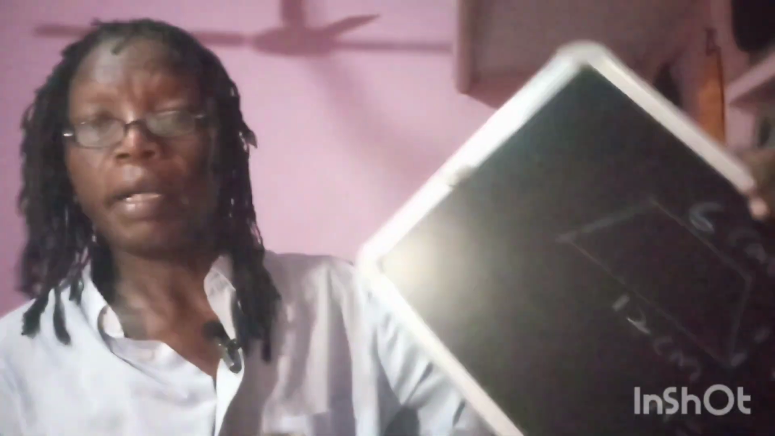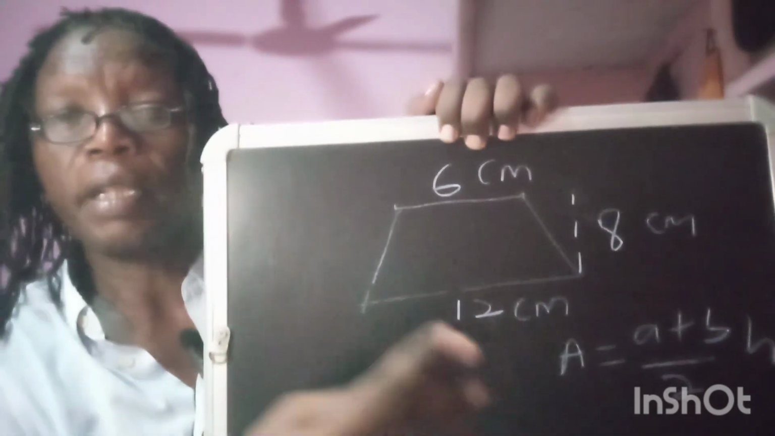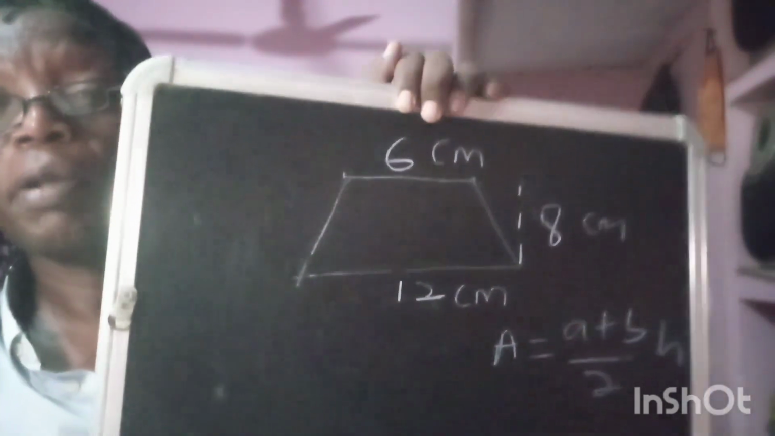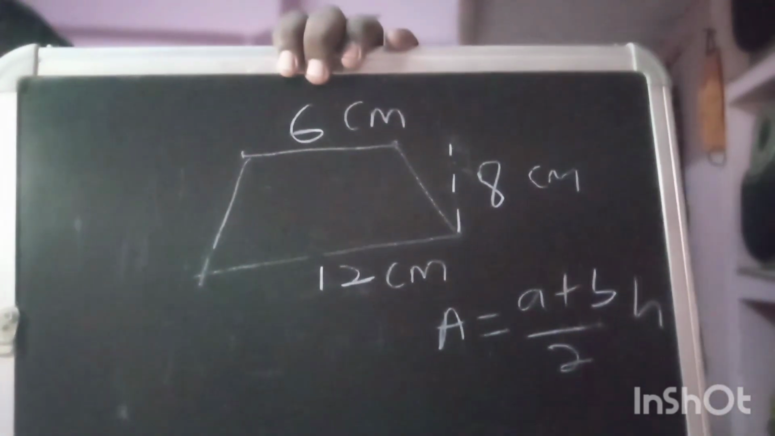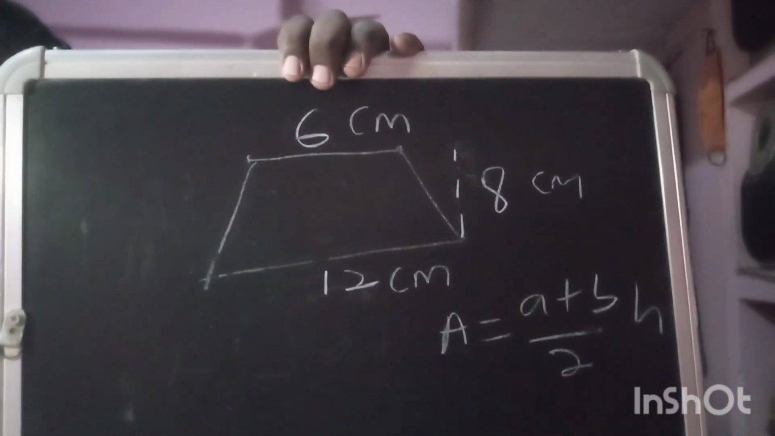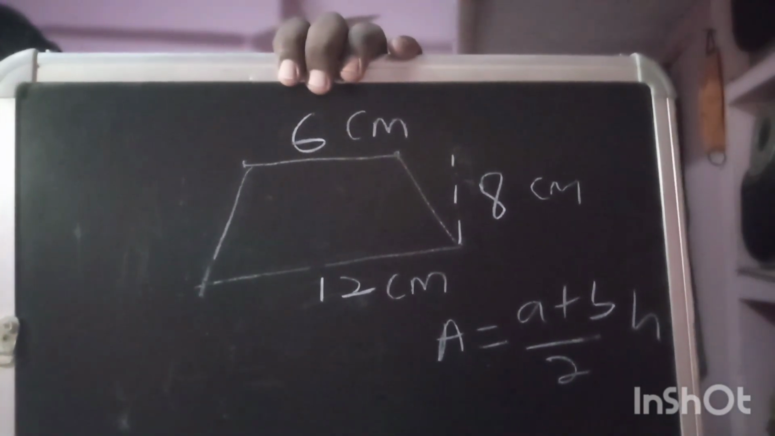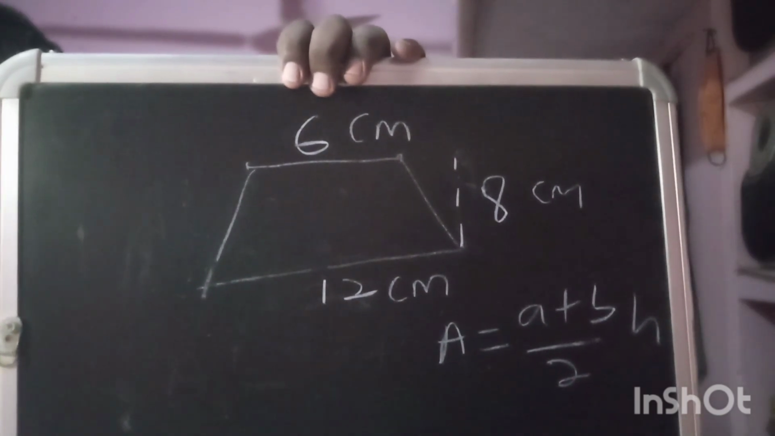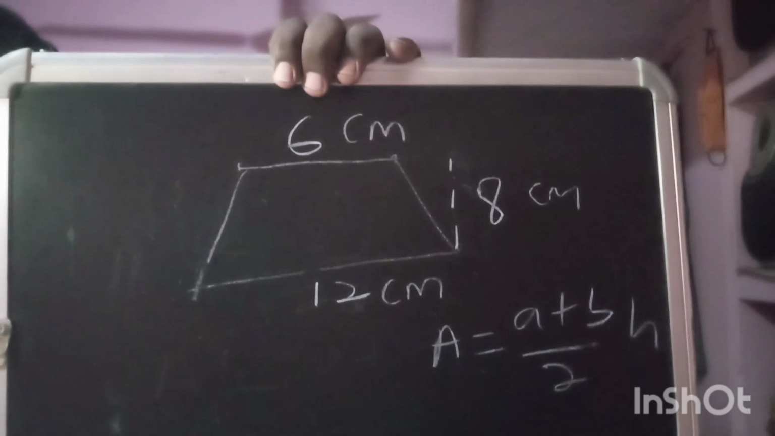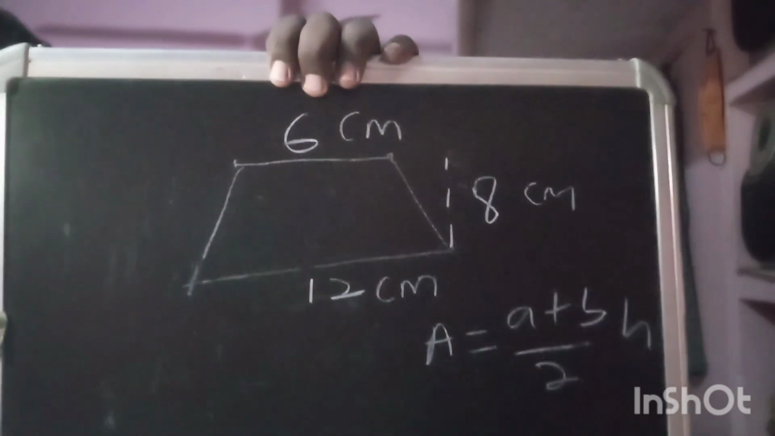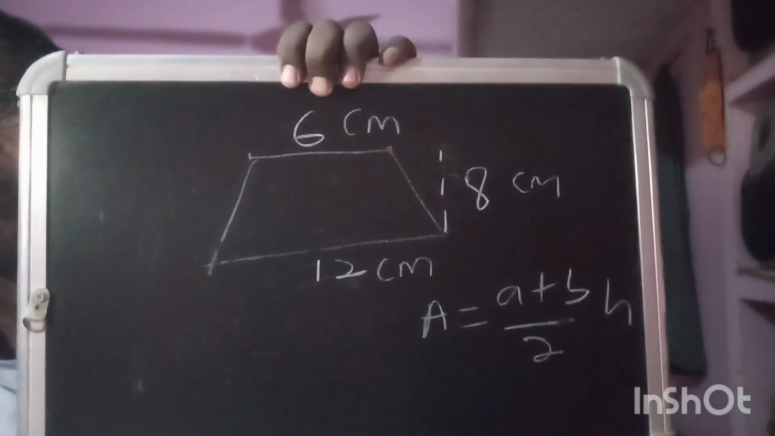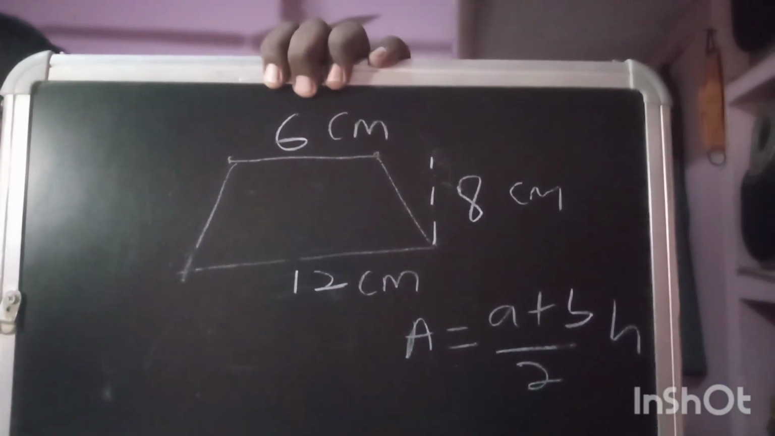Now, let's do the maths. I'm going to rub this off because I don't have enough space to do the maths here. If you want to copy it down, copy it. This is the way it looks. The top is 6, the bottom is 12, and the height is 8 centimeters. Area is equal to A plus B divided by 2 times H, which is height. Okay, let me assume you have copied it.